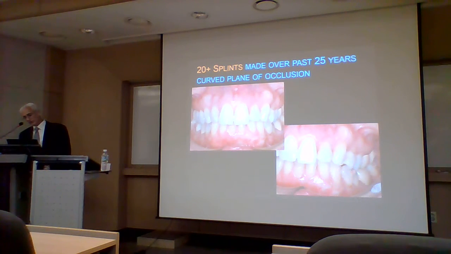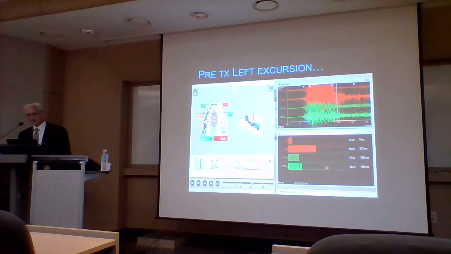So here, when she's moving to the left, you can see she has a curved plane of occlusion, posterior group function, no posterior disclusion at all, abfractions. Look at that abfraction, pretty serious abfraction. And in her left excursion, you see the center of force goes into the molars, and the orange quadrant, which is posterior left, is in control of her movement. The anterior left works much later.